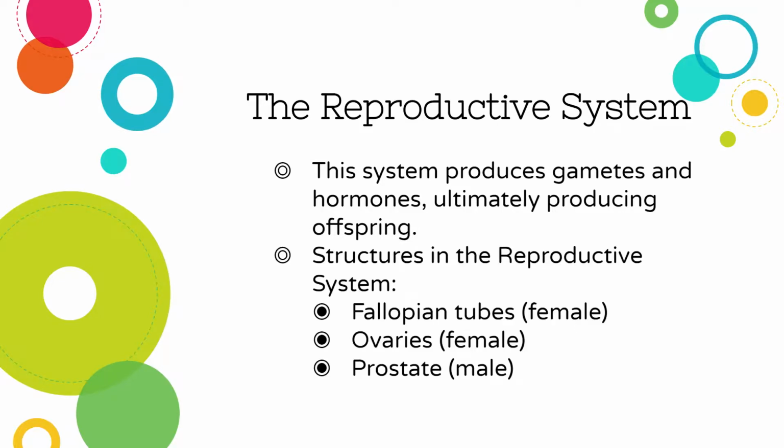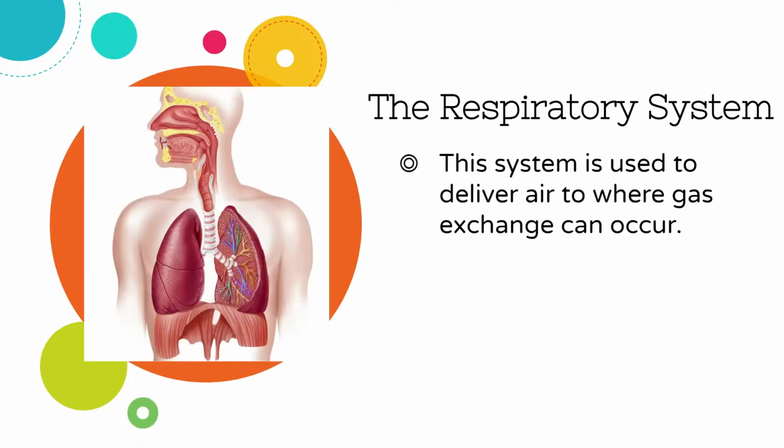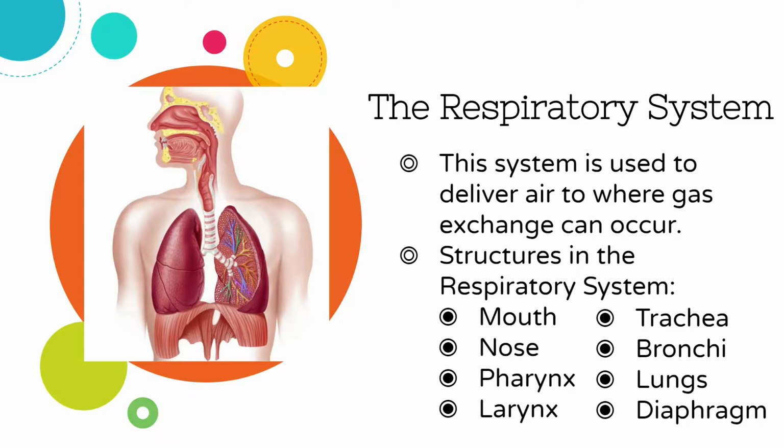Structures in the reproductive system include fallopian tubes and ovaries, which are specific to females, and the prostate, which is specific to males. The respiratory system is used to deliver air to where gas exchange can occur. Structures in the respiratory system include the mouth, nose, pharynx, larynx, bronchi, lungs, etc.